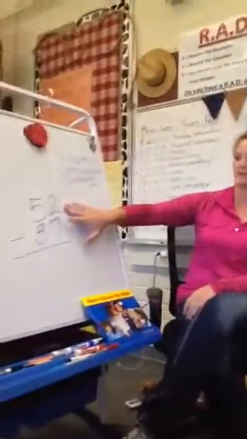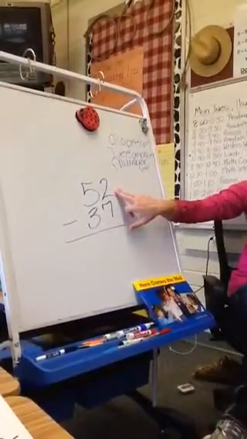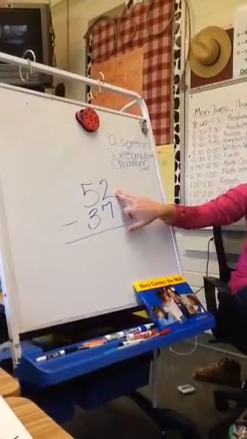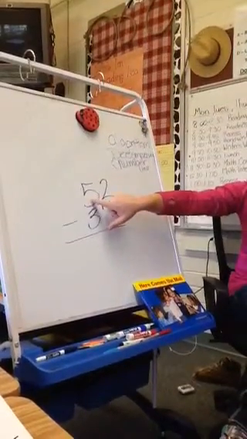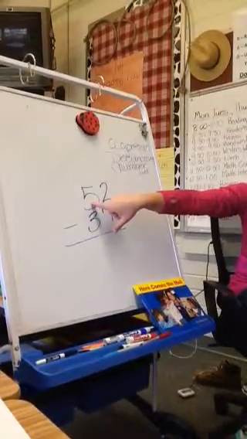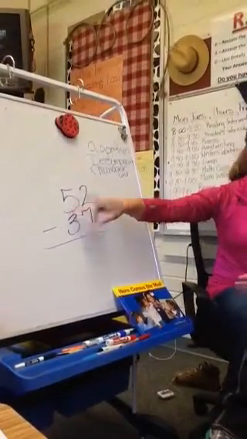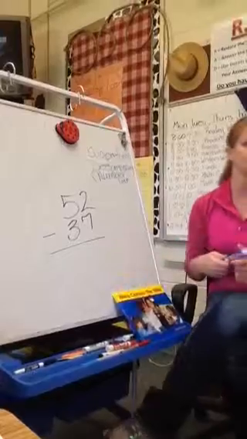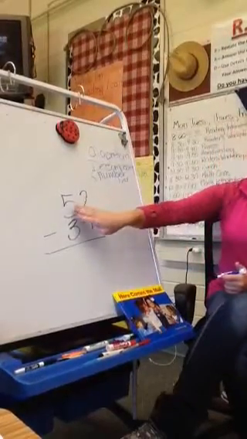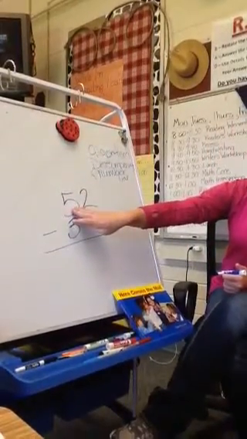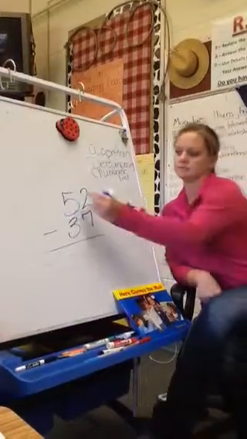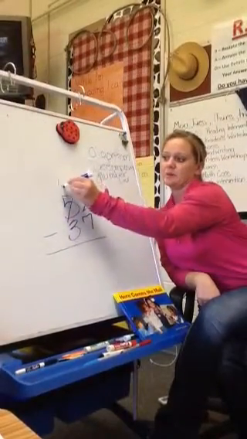Boys and girls, I only have 2. He realizes I don't have enough. So he goes to his neighbor and says, Mr. 5 or Mr. 50, can I borrow a group of 10s? And he says, sure. So he gives them 1 group of 10. So if I take 1 group of 10 away from here, how many do I have left? 40. I have 40, so I put that 4 up here.